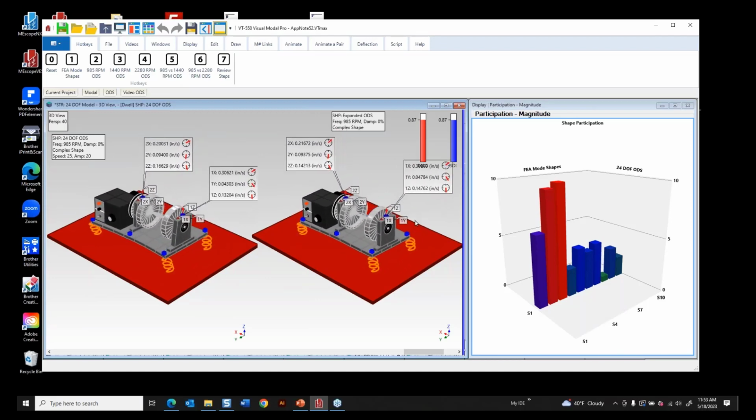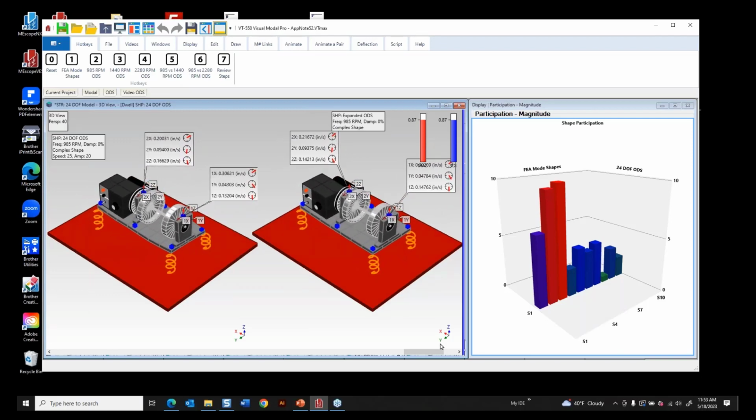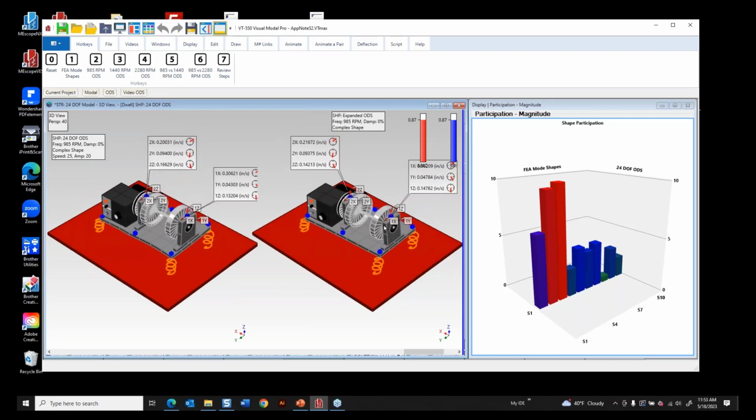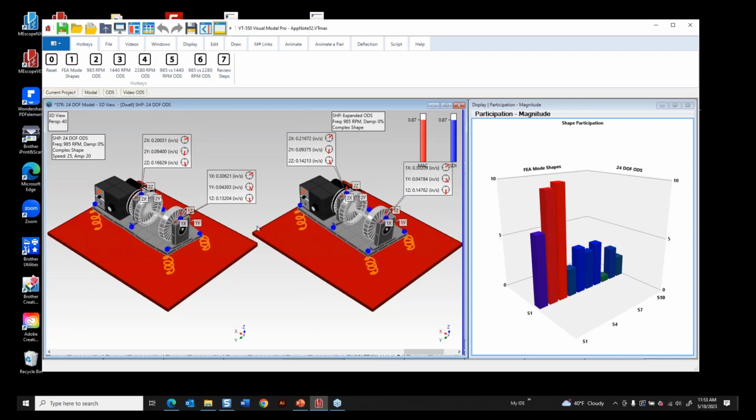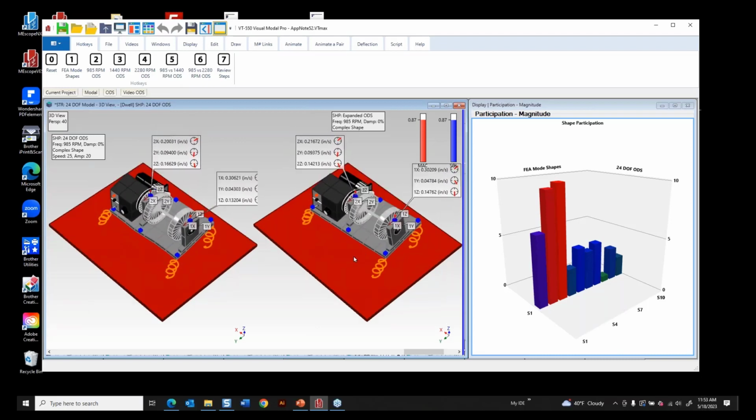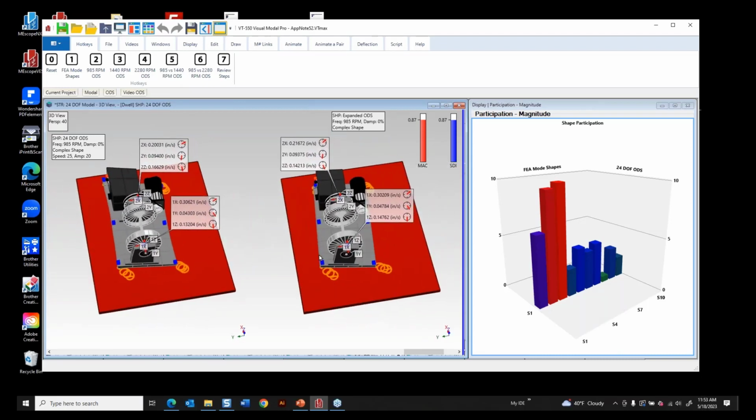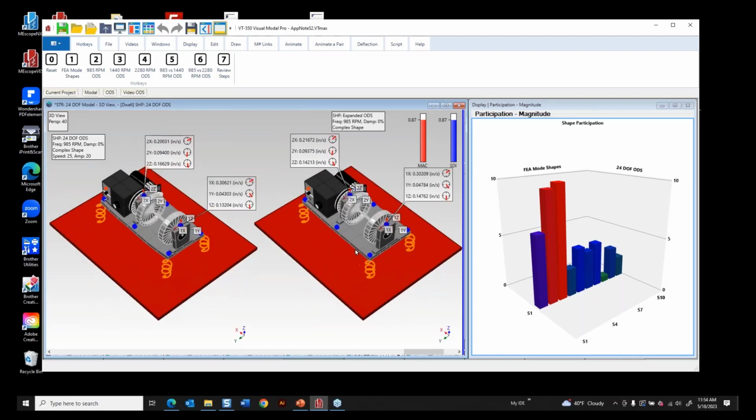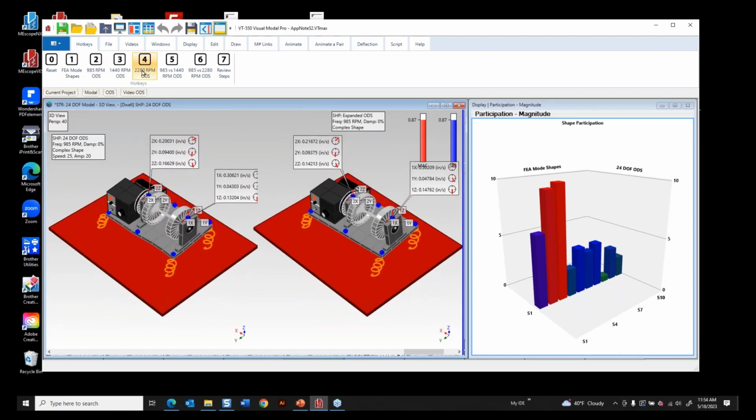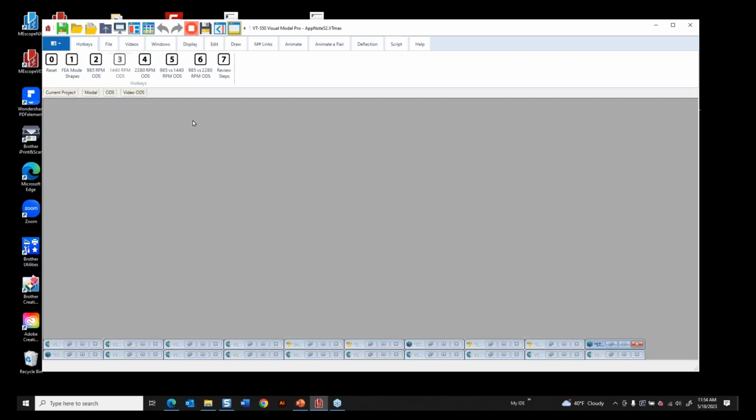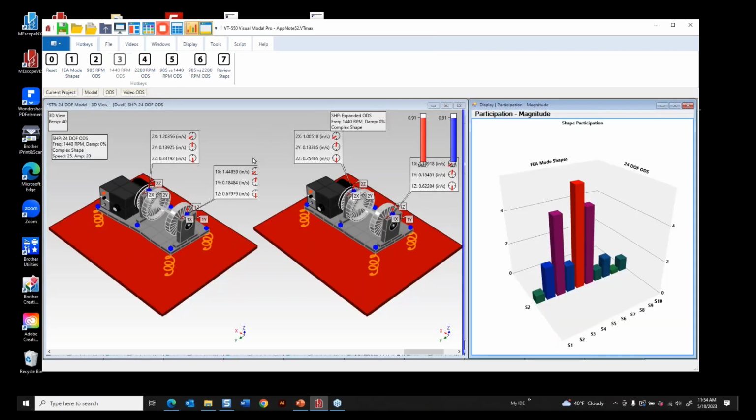Now the X direction here is the, you see, don't look down here. The X direction is the local axis here that's back and forth. So that's where the primary motion of the machine is at that speed. Let's go look at the 1440 and see what it looks like.